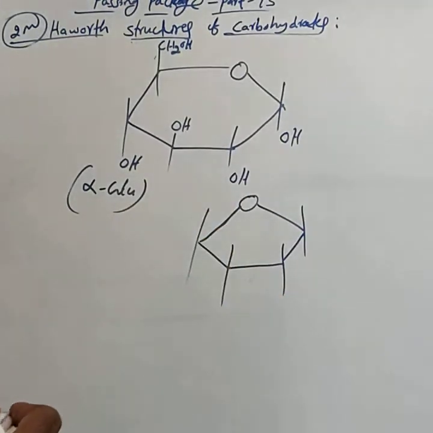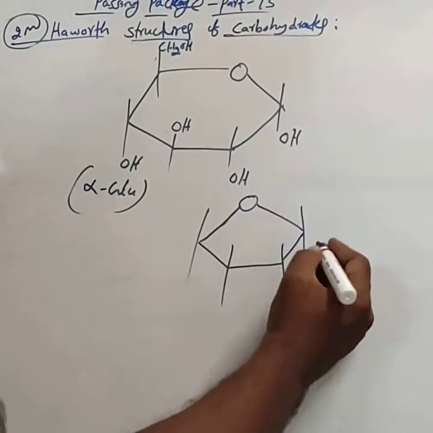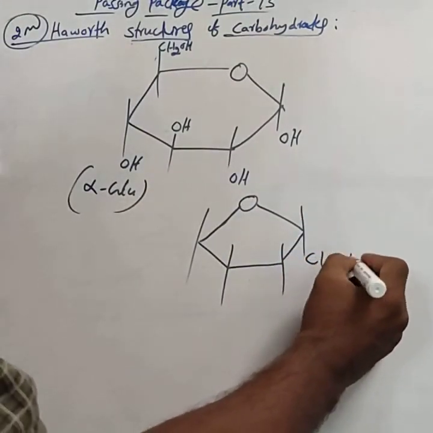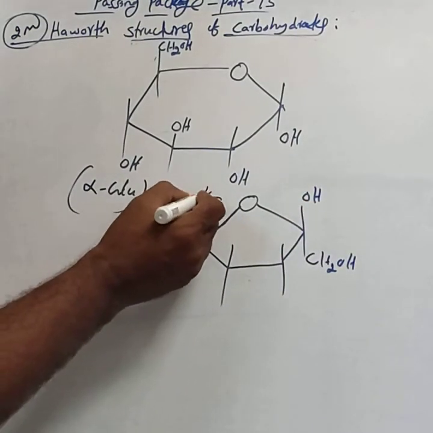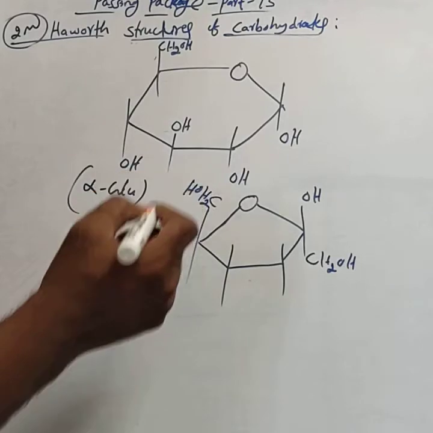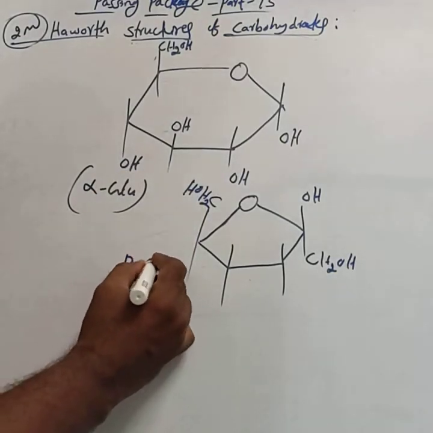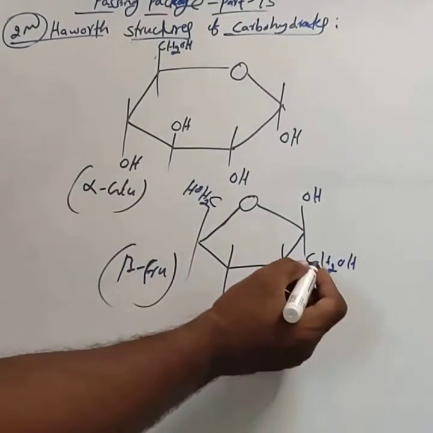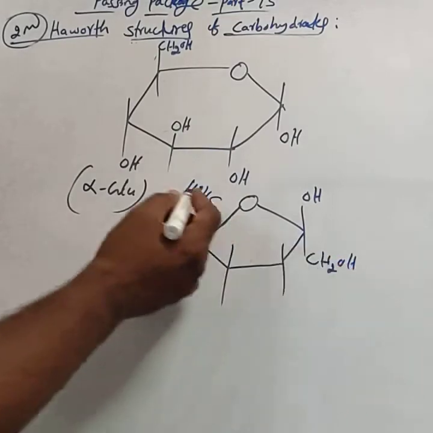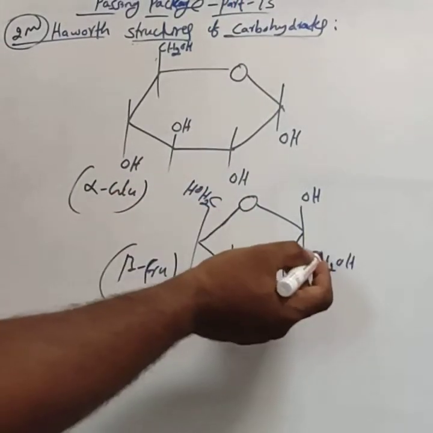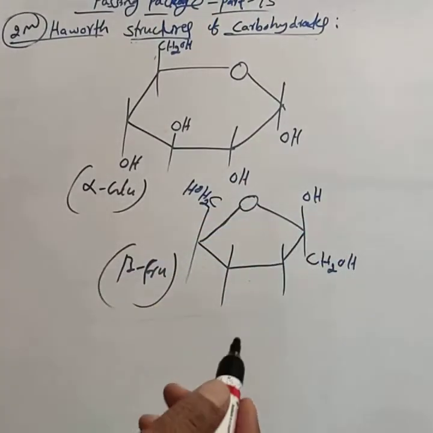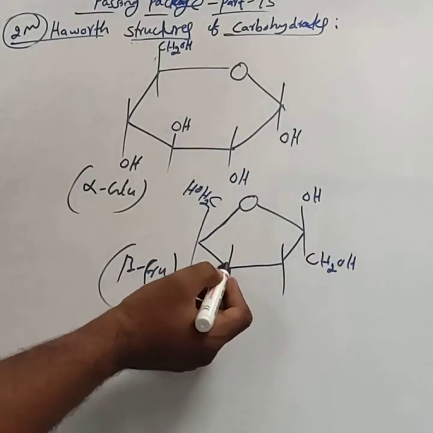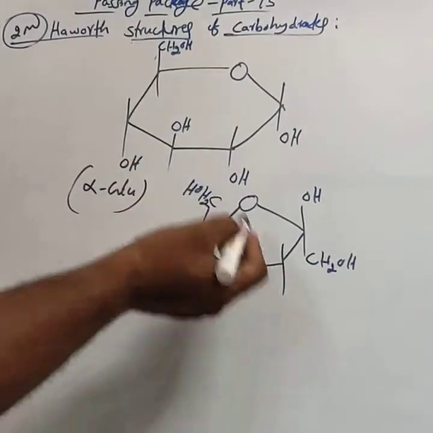Furanose means a 5-membered ring. Beta fructose means you have to write the CH2OH below and this corner also CH2OH. Two CH2OH groups. To write the beta fructose, you have to remember the two CH2OH groups are at opposite corners. Then beta means OH above, CH2OH below.